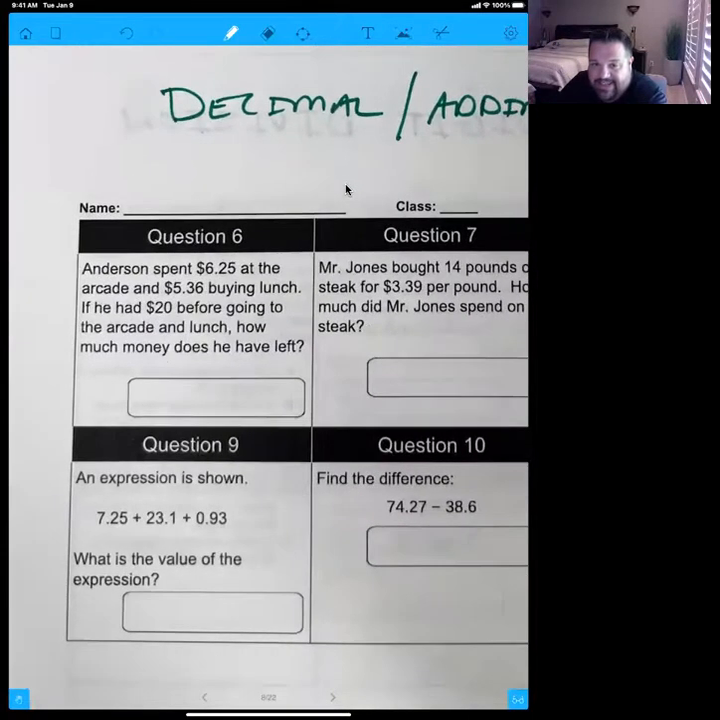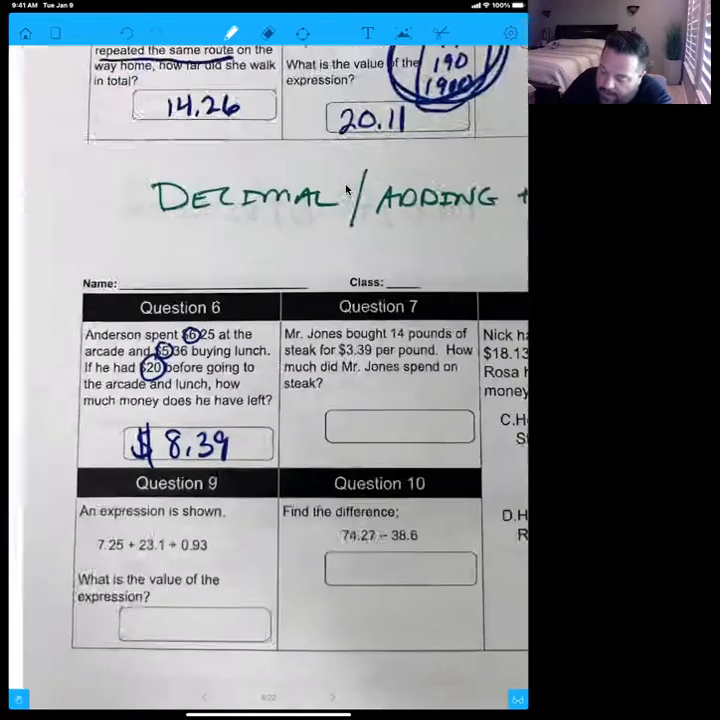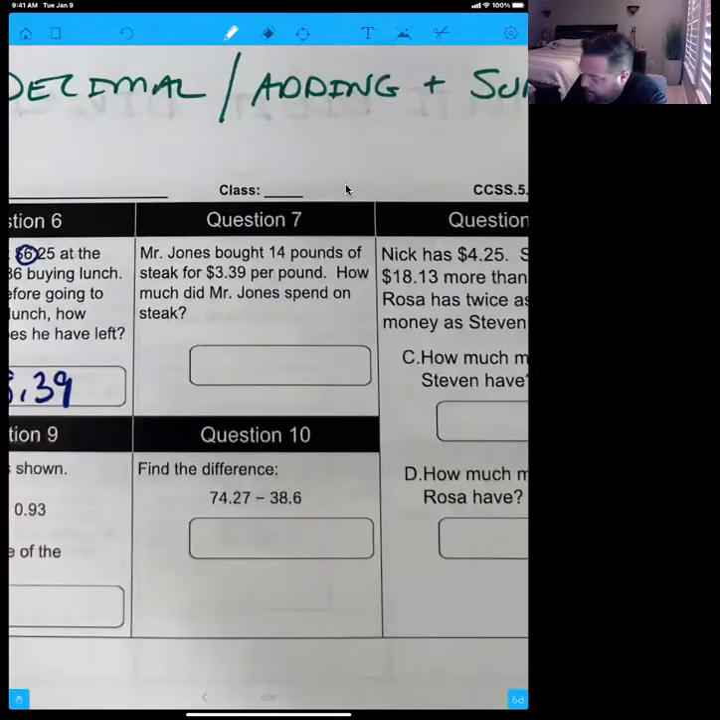Okay, go ahead and do number 6. This is multiple step, basically how much change you would get back. Once again, I do a quick estimate. He spent 6 and 5 is 11. He had 20. Your answer's got to be near $9, right? The actual answer is $8.39. Do number 7.